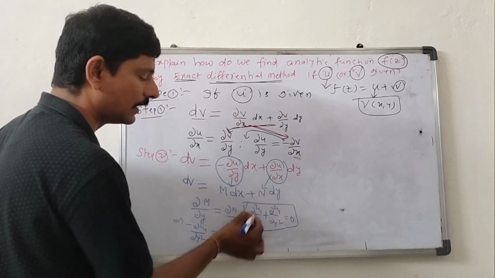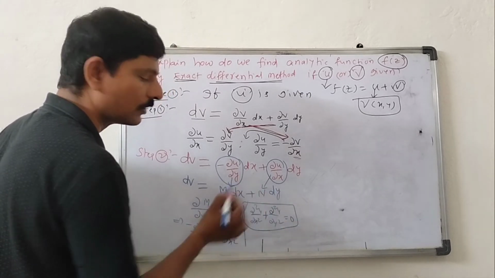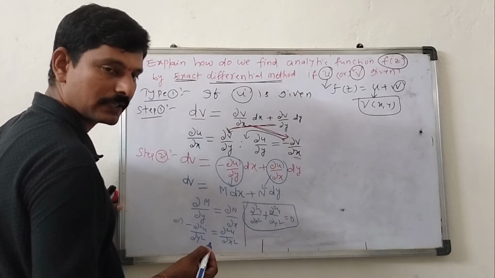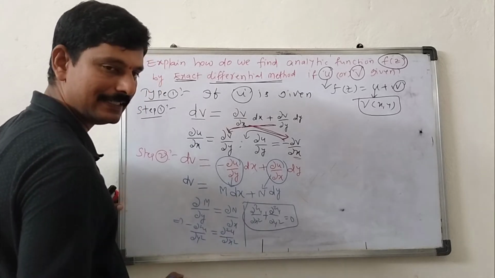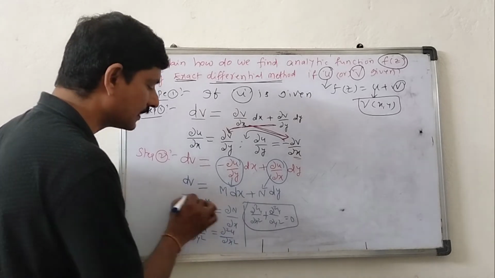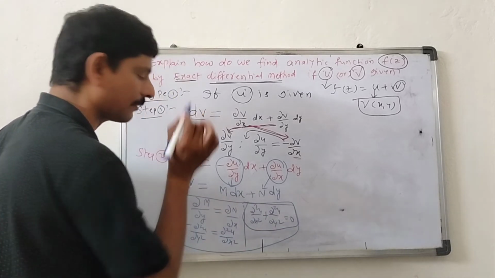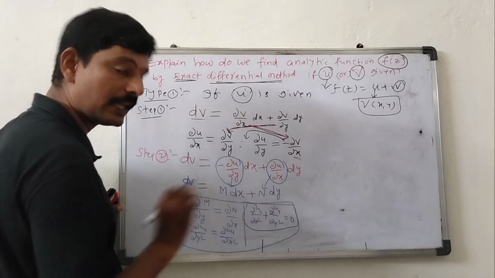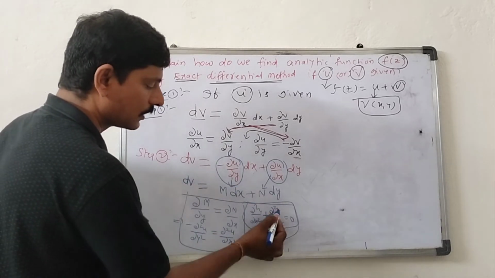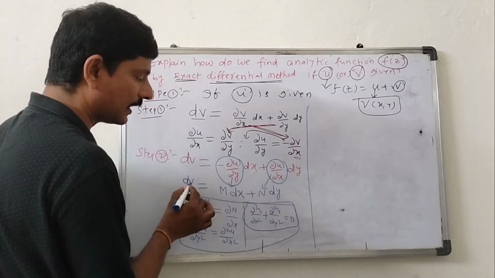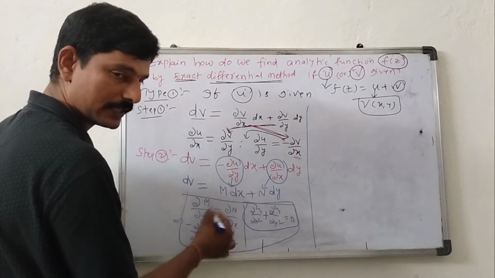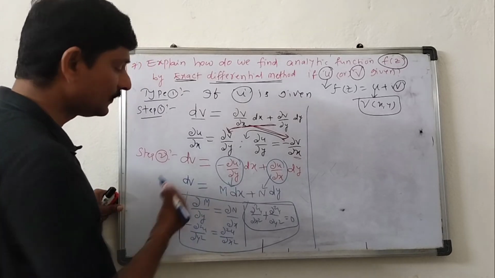That means we already know that ∂²u/∂x² + ∂²u/∂y² = 0. Here, that means M dx + N dy is always an exact differential. So there is no need of checking this condition, because if it is analytic, it is obviously harmonic. ∂²u/∂x² + ∂²u/∂y² = 0. No need of checking this condition, but for your understanding, I explained this. Now I have to find v.